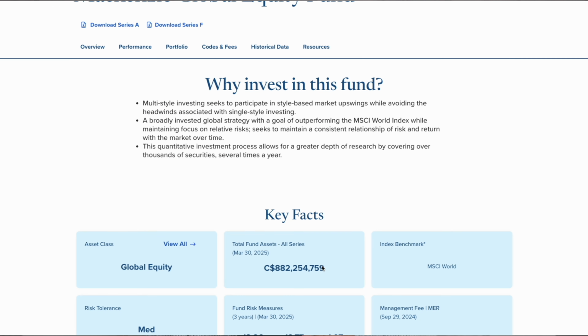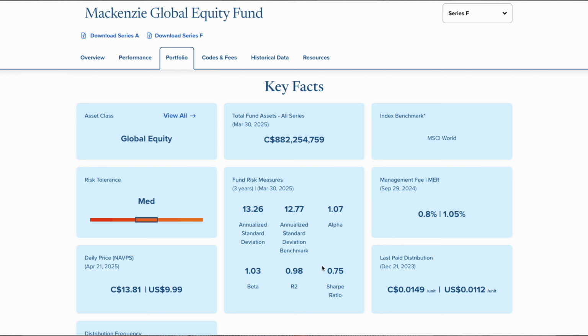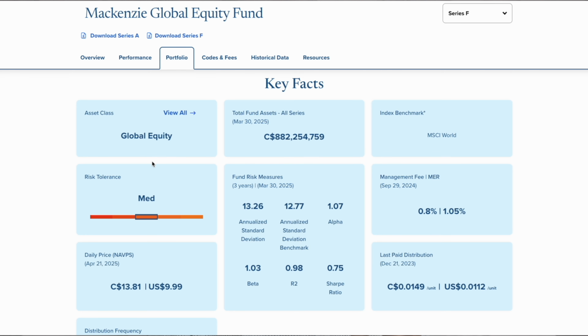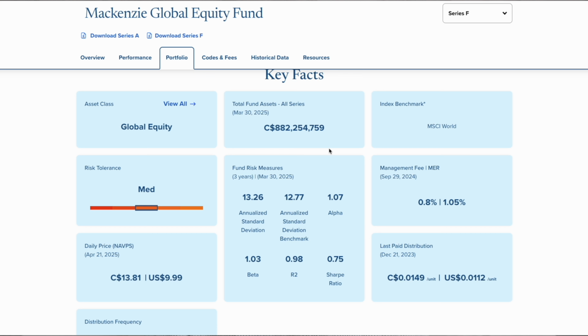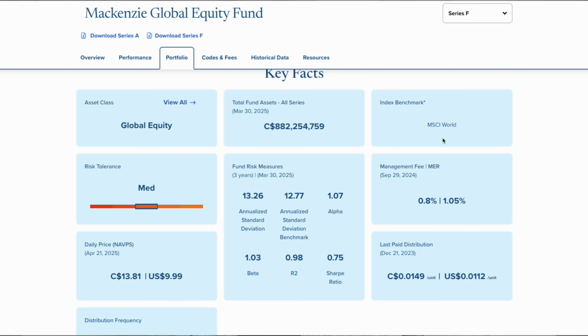Then as we scroll down, we'll be able to see some of the key facts about this fund. Where it's invested. It's a global equity fund. How much money this fund is actually managing. And over here, it shows over $882 million being managed. The index benchmark, and then the risk tolerance. Is it an aggressive fund or is it a low risk fund? And here we can see that this fund is right in the middle as a medium fund.